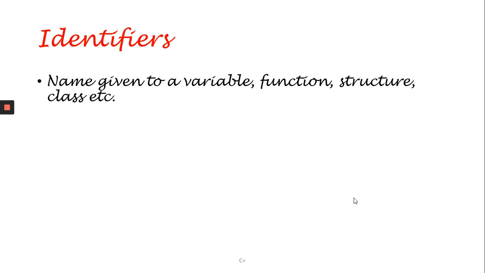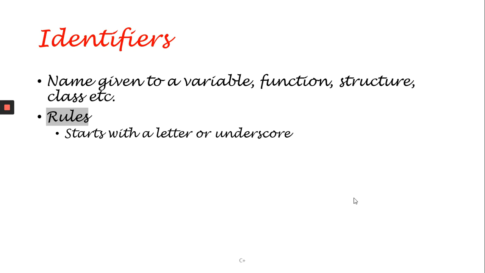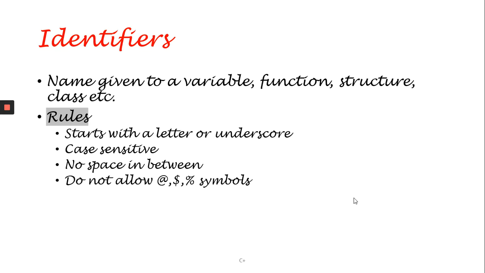Now moving on to identifiers. Identifiers are the names given to variables, functions, structures, classes, etc. There are a set of rules to name the identifiers. All identifiers must start with a letter or an underscore. They are case sensitive, that is, lowercase and uppercase are different. There should not be any space in the identifier name. We should not use @, ampersand or percentage symbols for declaring an identifier name. For example, we have discussed int a, b, c, etc., where a, b, c are the identifiers.